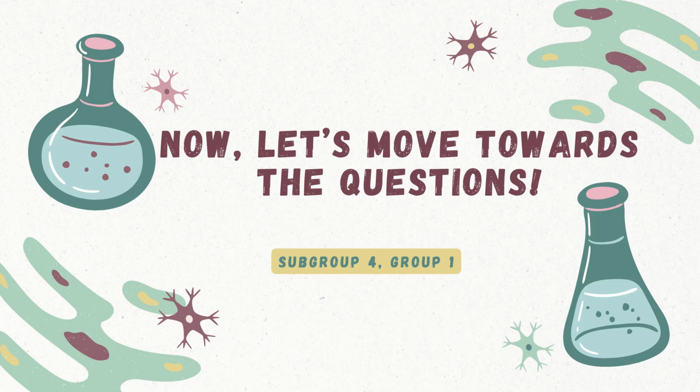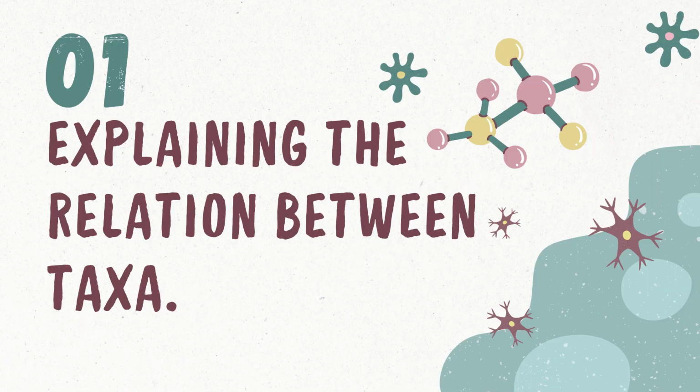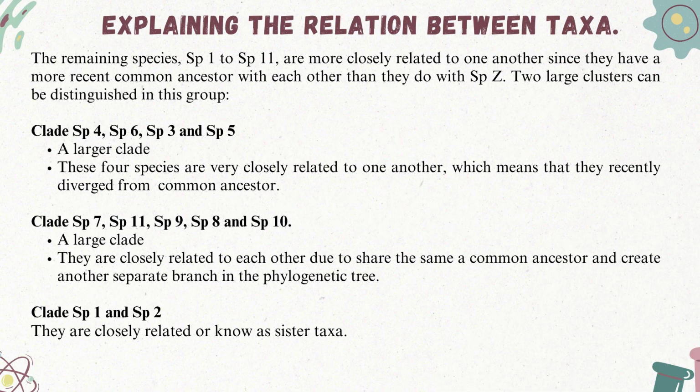Now, let's move towards the questions. The first question is explaining the relation between taxa. The remaining species, species 1 to species 11, are more closely related to one another, since they have a more recent common ancestor with each other than they do with species Z. Two large clusters can be distinguished in this group.